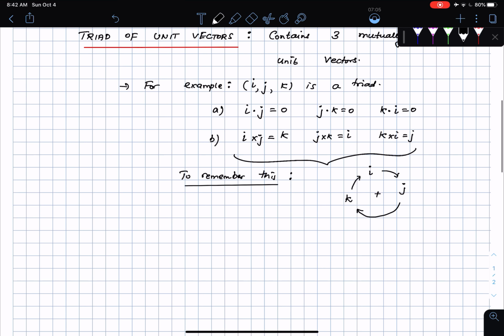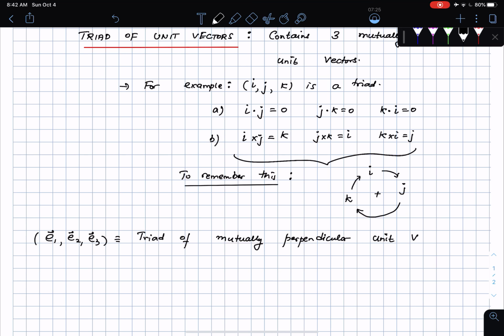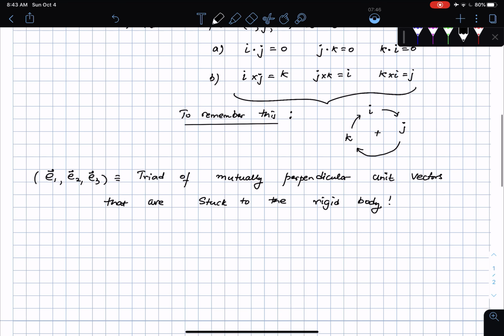So E1, E2, and E3 are a set of unit vectors, or a triad of mutually perpendicular unit vectors, that are stuck to the rigid body. Which means that the angular velocity of this unit vector, so this is a triad of unit vectors, or a frame of unit vectors, or the unit vector frame.